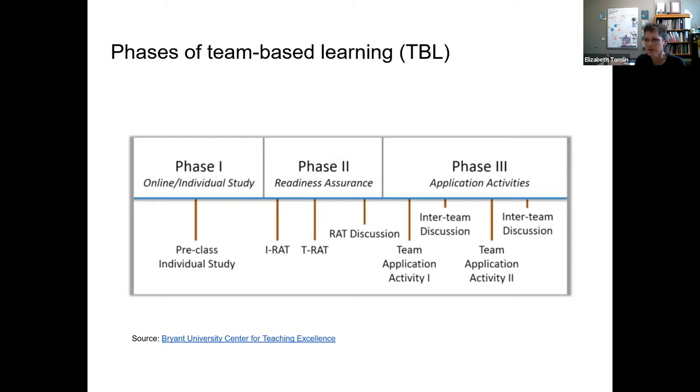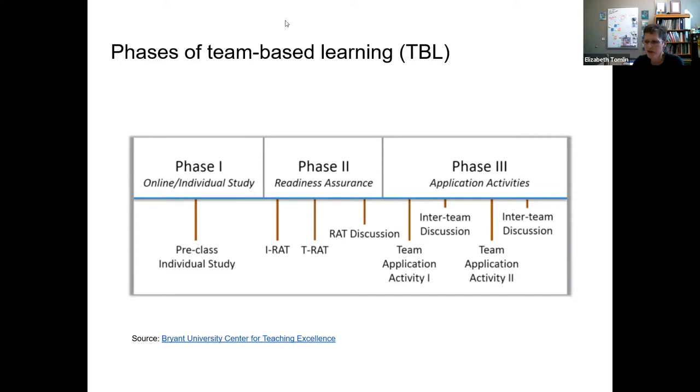Actually, let me back up just a little bit. These three phases would really happen with every unit of your course. Your course may have three or four units that this would be appropriate for, or I have actually nine in my class. So this process of phase one, two, and three can happen three or four times, or more than that. It really just depends on what you're teaching and your course structure.